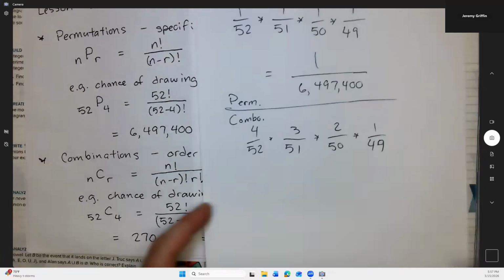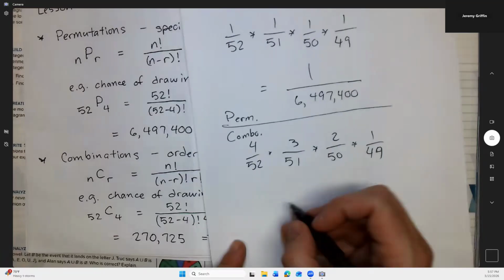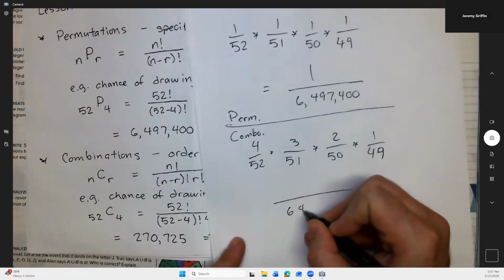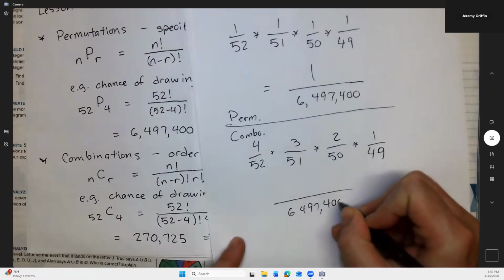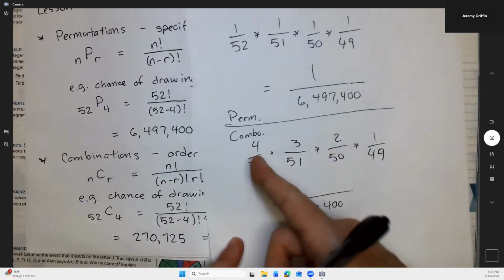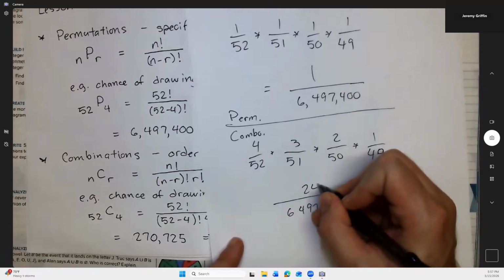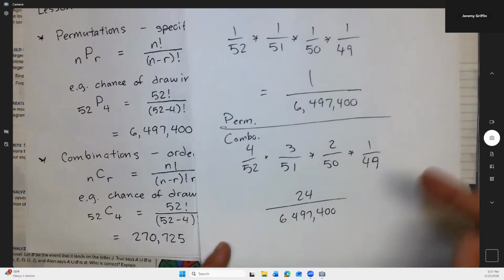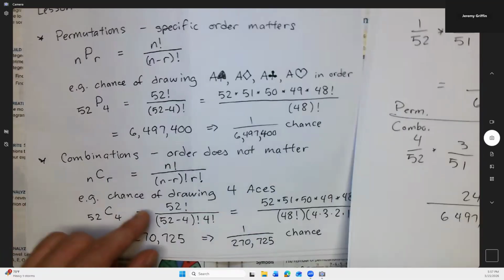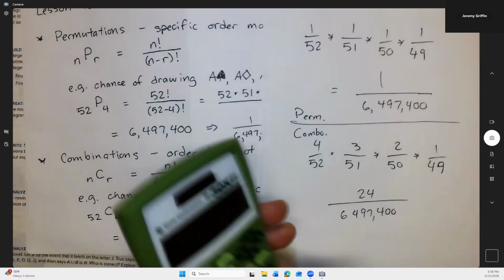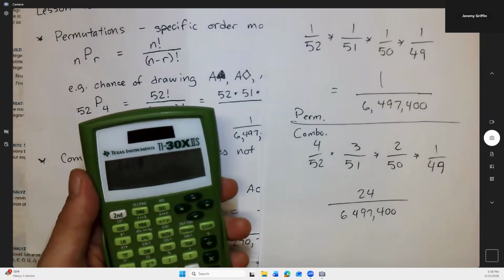All right, so let's check this out. I think this would have the same denominator, wouldn't it? 6,497,400. We ran that already. But now the numerator is 4 times 3 is 12, times 2 is 24. So there are 24 different ways, assuming that I don't care about the order. Now, what would that reduce to? So what is 24 out of 6,497,400?